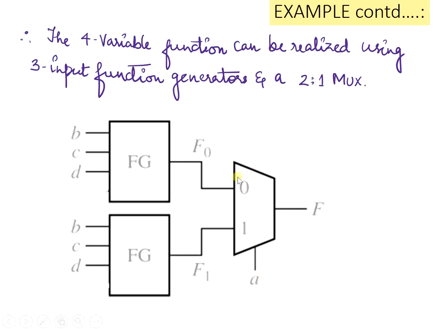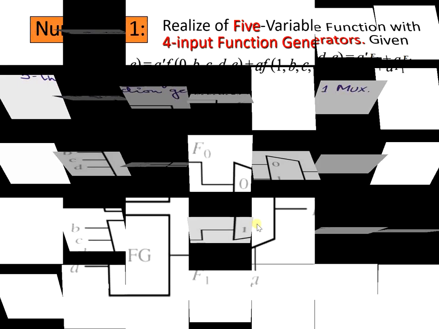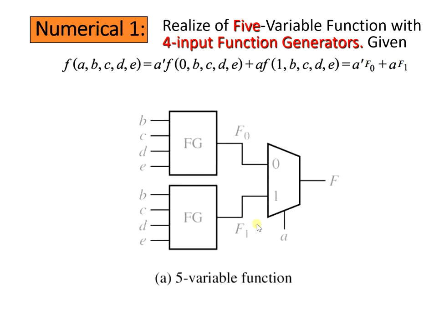So for a 2:1 mux, which requires a single select line, A will be the select line. I have the inputs as logic 0 and logic 1. For logic 0 it is F0, and for logic 1 it is going to be F1, and the output obtained is the function f consisting of 4 variables. So what we have done here is a 4 variable function has been realized using 3 variable function generators and a 2:1 mux. With this example, let us solve some numericals.